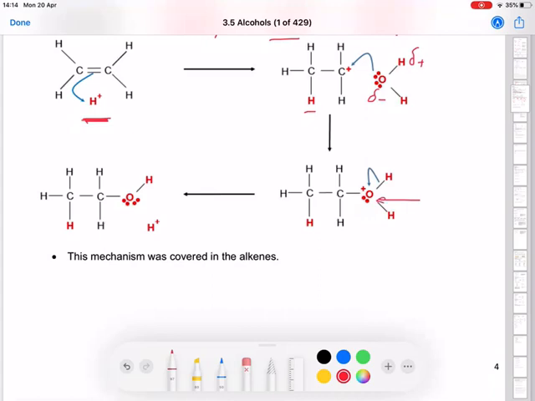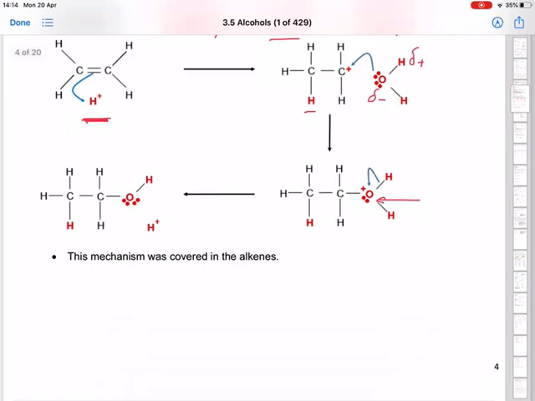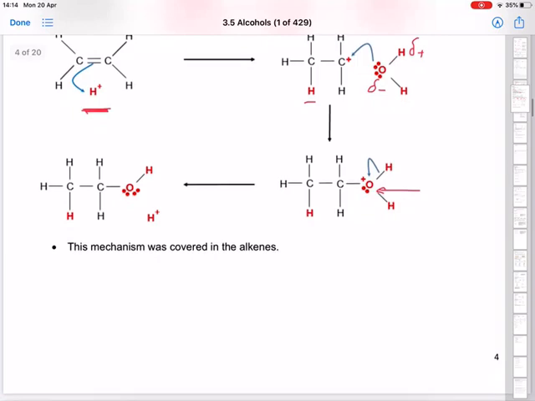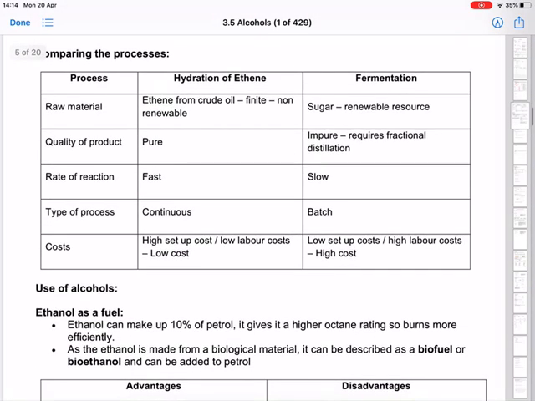So from there, the oxygen-hydrogen bond has to break, so the pair of electrons in that bond go back on the oxygen, which puts it all back together, basically. So have a look over that in the alkenes. It is important because when you've got unsymmetrical alkenes, you can have two different alcohols formed.